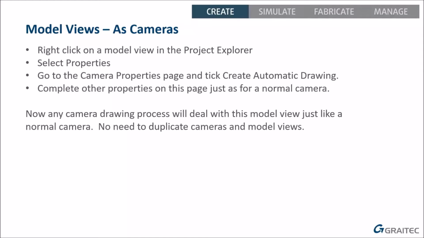You can't do isometrics that way, or 3D views, because a model view is always square to the world coordinates. So anything from another angle would have to be a camera. But for anything square to world coordinates, then a model view could be a good option instead of a camera.